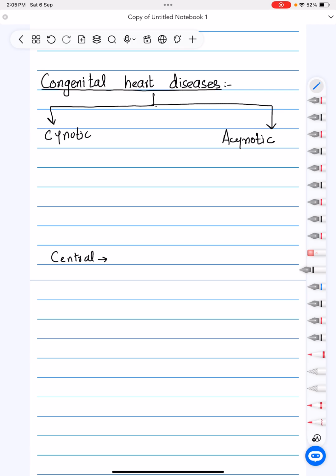The acyanotic heart conditions include the ventricular septal defect, the atrial septal defect, and the patent ductus arteriosus. In these conditions, there is a shunt that causes blood flow from the left side of the heart to the right side of the heart. Whenever there is blood flow from the right side of the heart towards the left side, the condition will be called cyanotic heart condition.